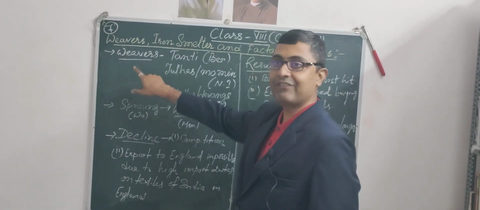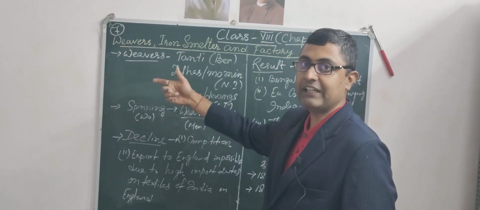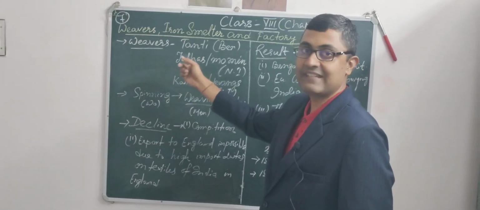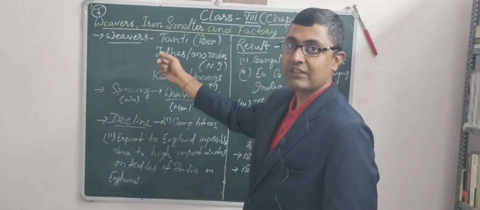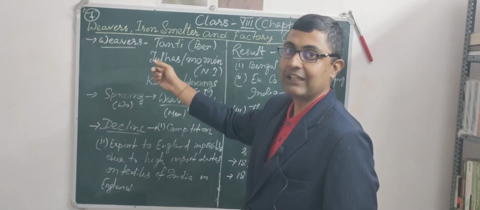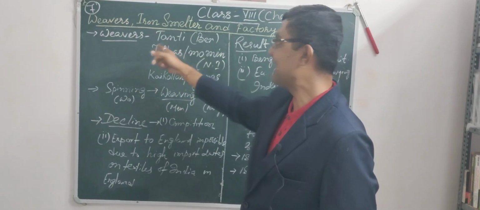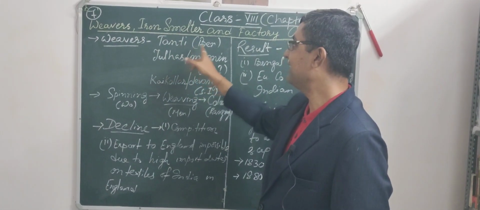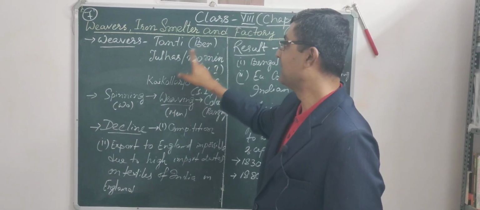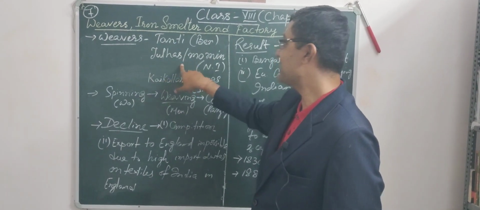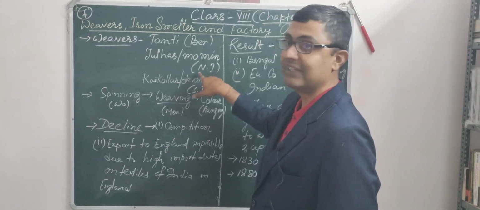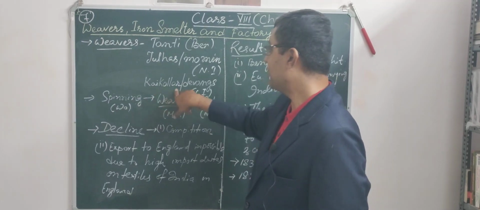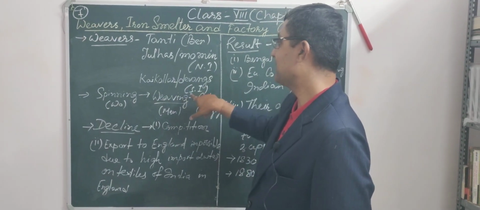Weavers are called by different names in different parts of India. Who are the weavers? Now we will see the different names used for weavers. For example, Tanti is the name of the weavers in the local Bengali language. Similarly, Jhulas and Momin are the weavers in northern India, and Kaikolars or Devangs in South India.